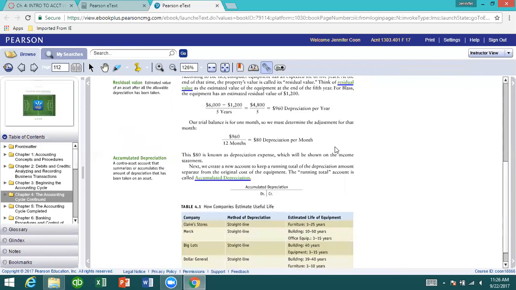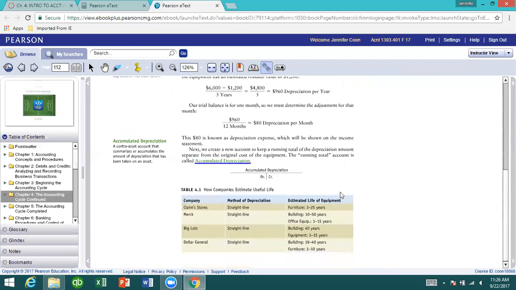For depreciation, you will debit the depreciation expense. You will credit accumulated depreciation. You'll have to calculate the amount based on the scenario. So they've given you some examples. Different companies can estimate their life at different things, but those are just some examples of what some companies have done.